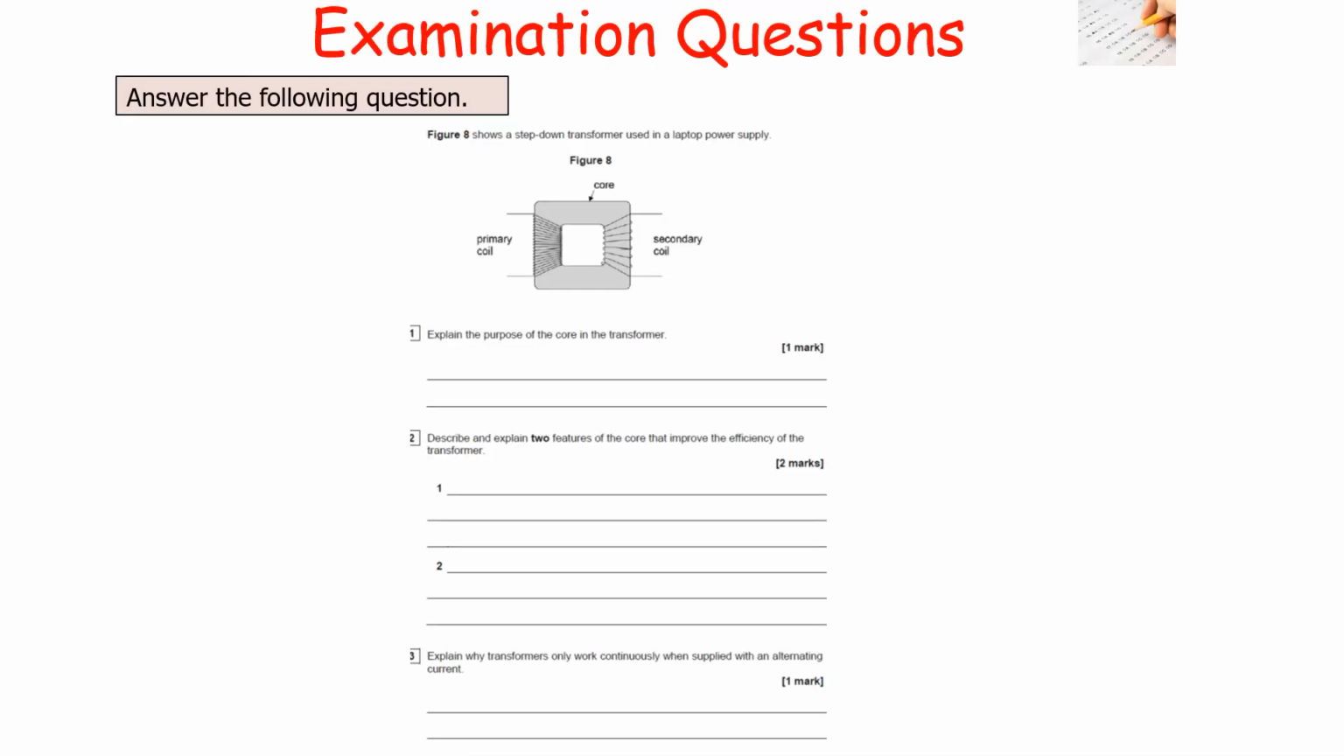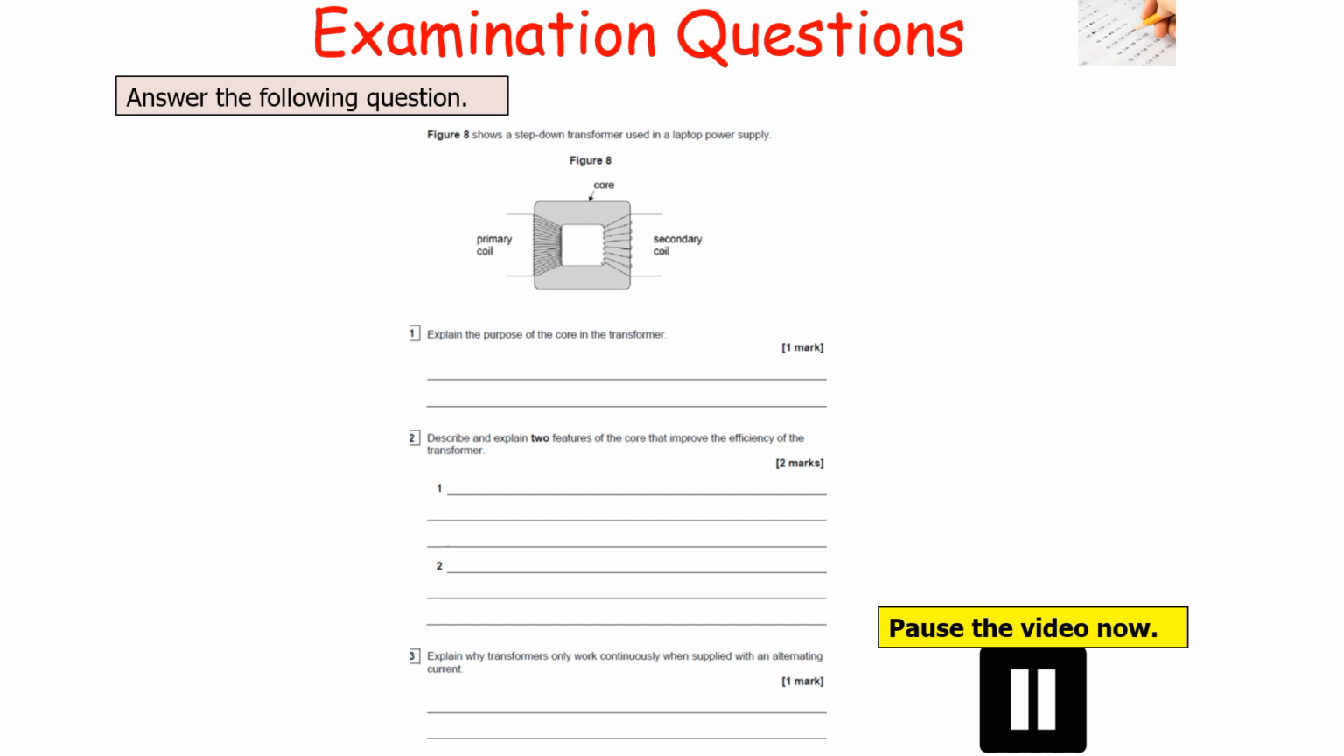So the first question says, figure 8 shows a step-down transformer used in a laptop power supply. Firstly, explain the purpose of the core in the transformer. Then describe and explain 2 features of the core that improve the efficiency of the transformer. Then explain why transformers only work continuously when supplied with an alternating current. So pause the video now, then unpause the video when you want to go through your answer.